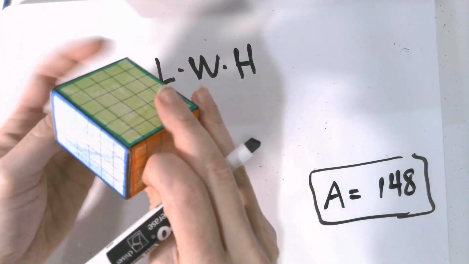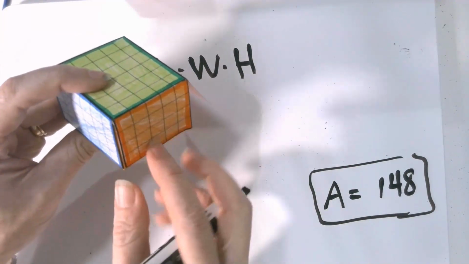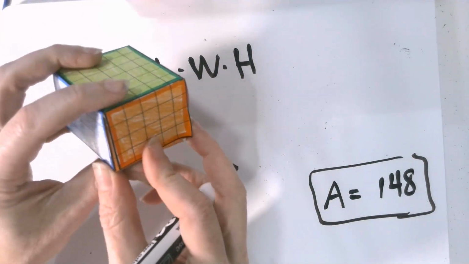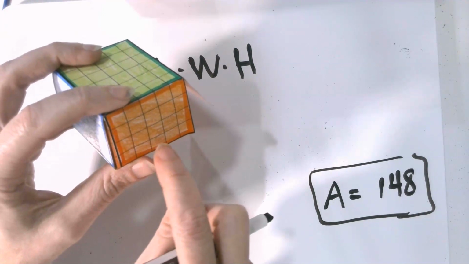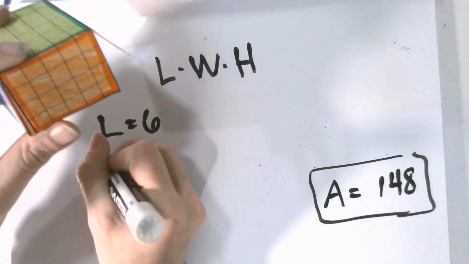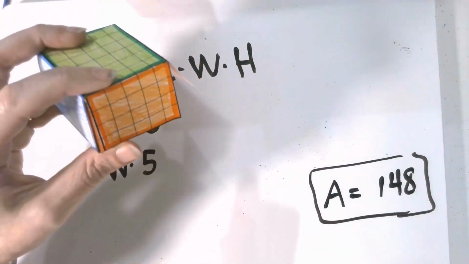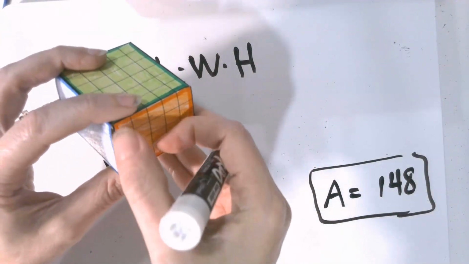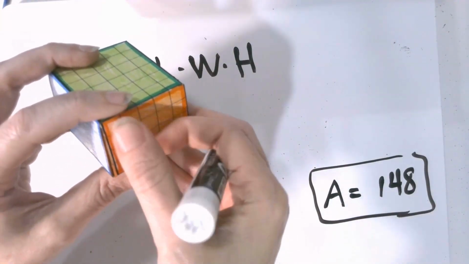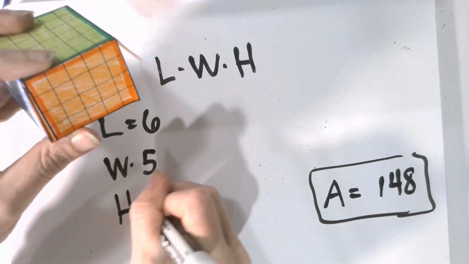For my width, since this was my length, I need to look at this other side for my width. That's going to be 1, 2, 3, 4, 5 units for my width, okay? And then my height is up and down, right? So 1, 2, 3, 4. 4 for my height.